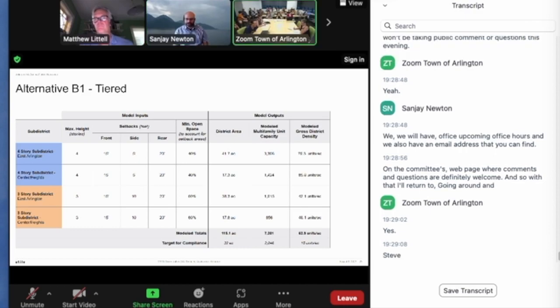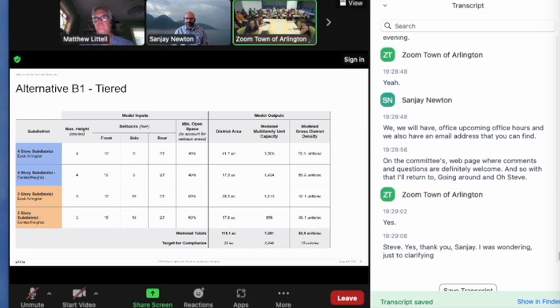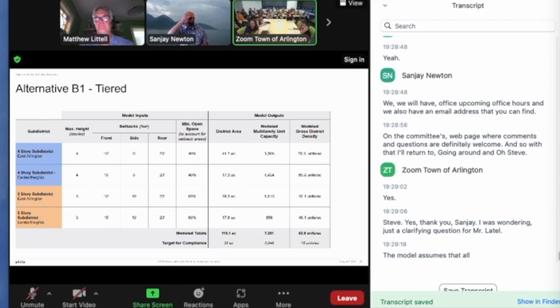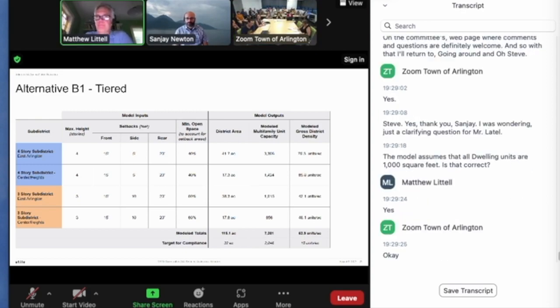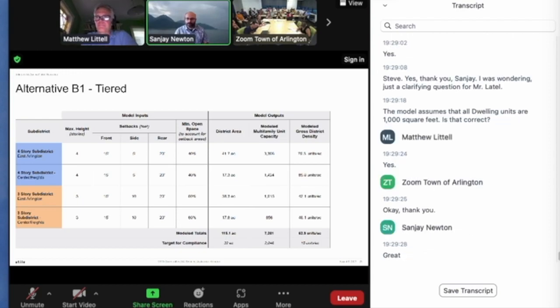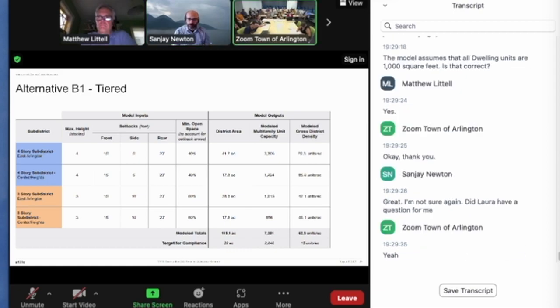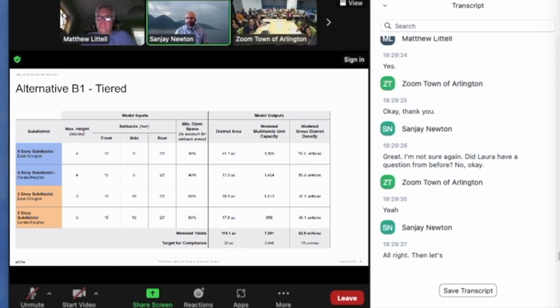Steve. Yes, thank you. I was wondering, just a clarifying question for Mr. Utile. The model assumes that all dwelling units are 1,000 square feet. Is that correct? Yes. Thank you. Great. Did Laura have a question from before? No, okay. All right, then let's go to Meta.